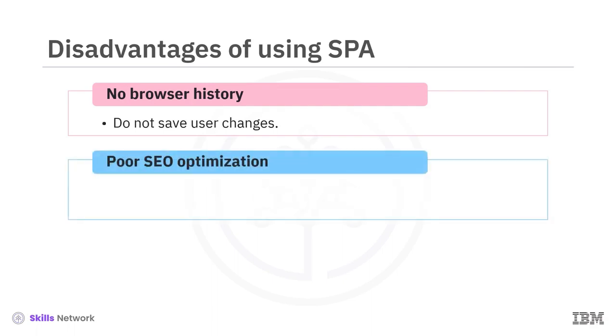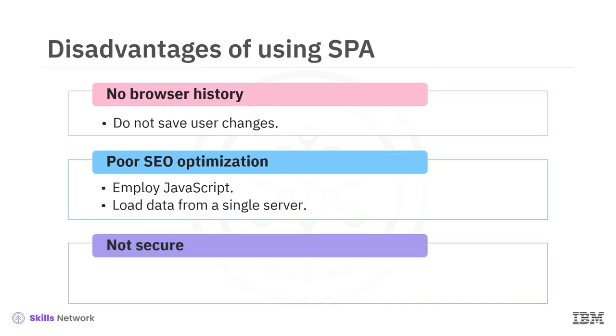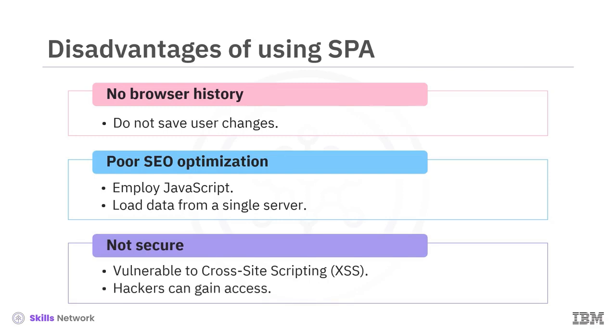SPAs offer poor SEO optimization. As SPAs employ JavaScript and load data from a single server, it becomes difficult for search engines to index them. SPAs are not secure as they are vulnerable to cross-site scripting, XSS. As a result, hackers can gain access to the website and insert new client-side scripts.